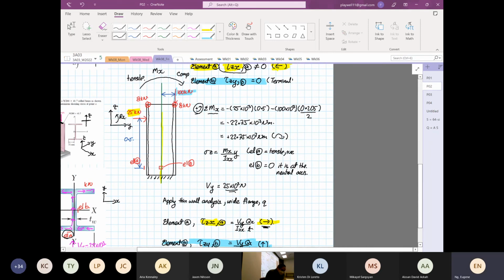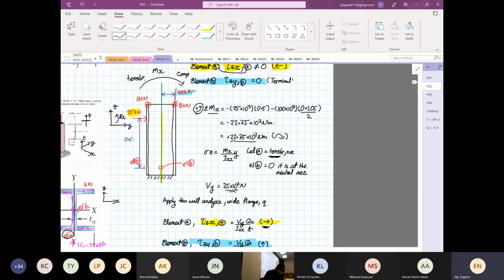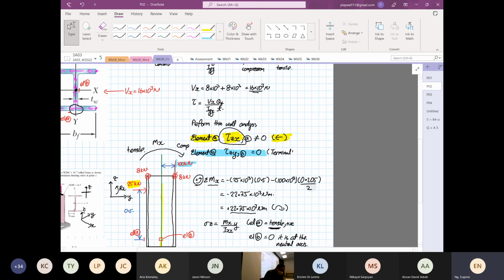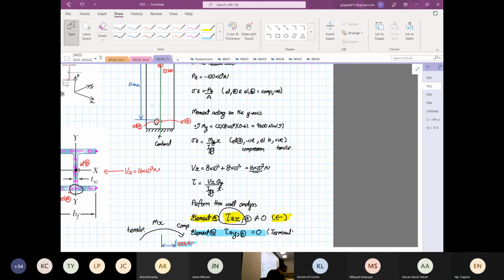We have a magnitude of 22.75 times 10 to the power 3. And it's going to be what? Tension. So 22.75, we know that this is plus: 22.75 times 10 to the power 3. And then we look at MY, the moment in the y direction. So where is our MY? For MY, we have 9600.